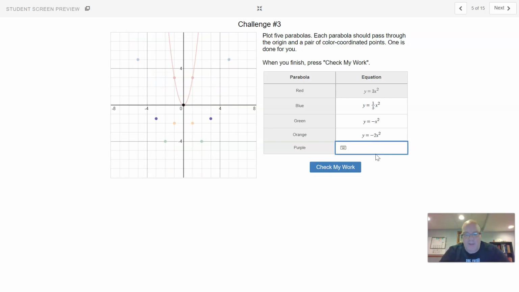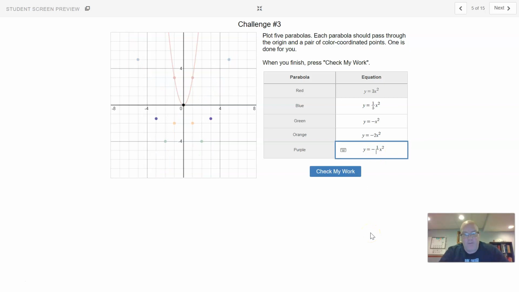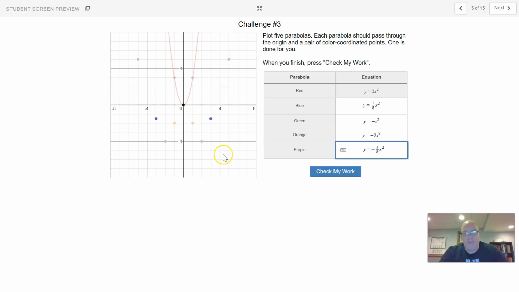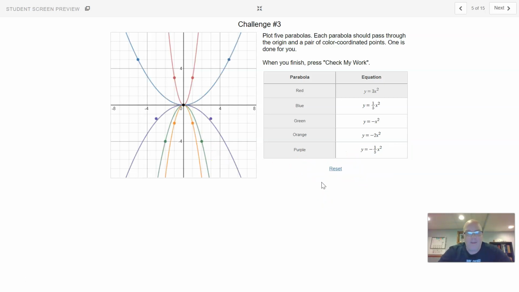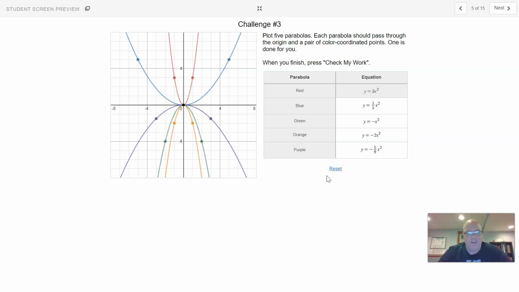For the purple parabola, I need something smaller than negative 1, or let's just say between 0 and 1, but it has to be negative. So let's start with negative 1/2 x², and then we can make some adjustments from there. It needs to be wider than negative 1/2 x², so let's try negative 1/4 x² and see if that works. It needs to be wider than negative 1/4, so I'm going to try negative 1/5. Still needs to be wider than negative 1/5, so let's try negative 1/6, and I think this one's going to work out perfectly. And there it is. Works out great.